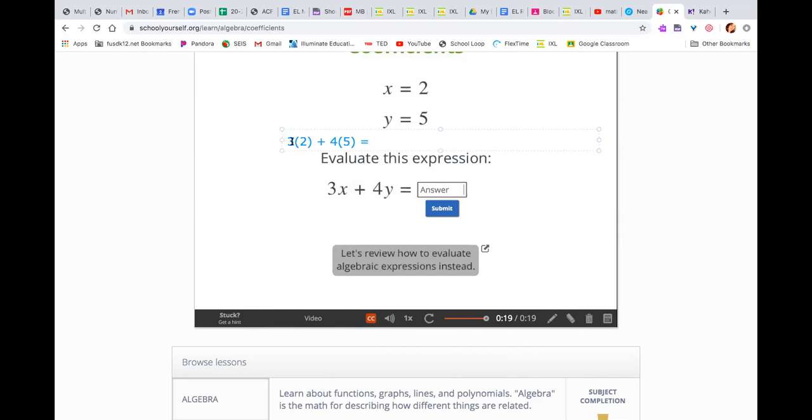Equals, and then we have 3 times 2 is 6. Okay. So I'm going to write it this way. And 4 times 5 is 20. Okay. And then what is 6 plus 20? 26. Okay, so what is our answer? 26. Okay.